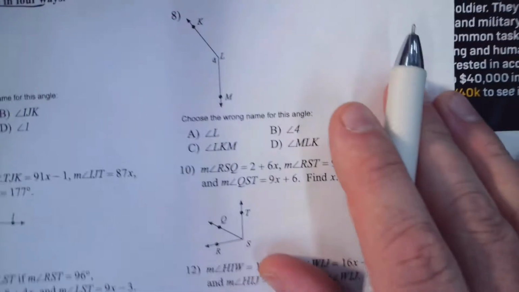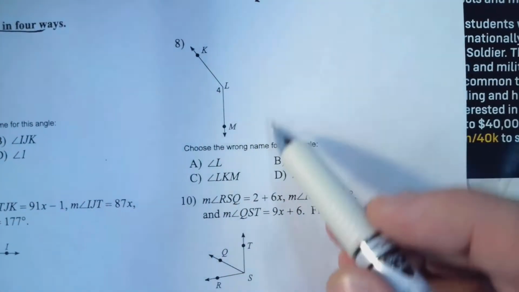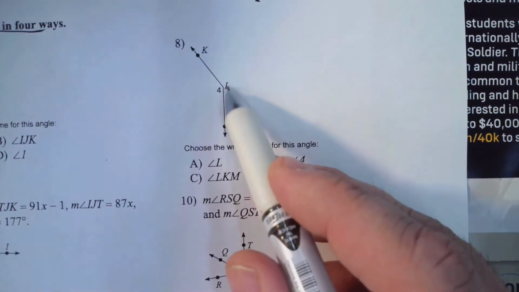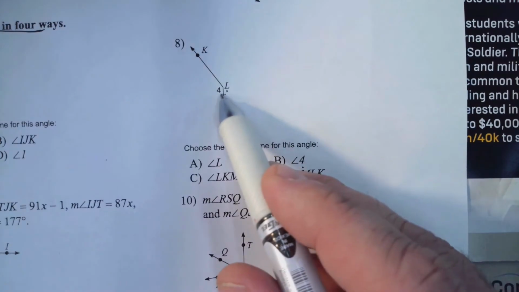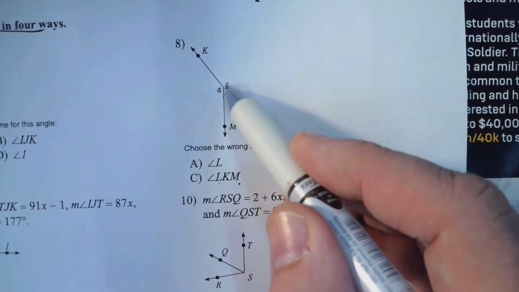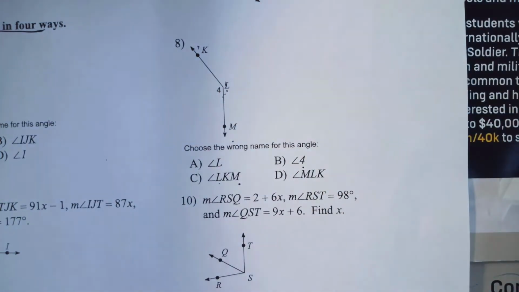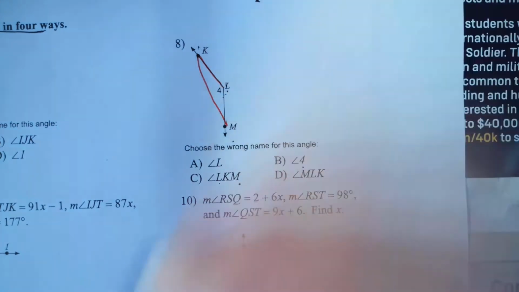Let's look at these, and I don't want you to miss them, so that's why I'm going over these. 8. Let's see here. Angle L. That's in the middle. That's good. That's the vertex. Angle 4. That's another way to do it. LKM. So if I trace this, this is what this would look like. LKM. Is that the angle?